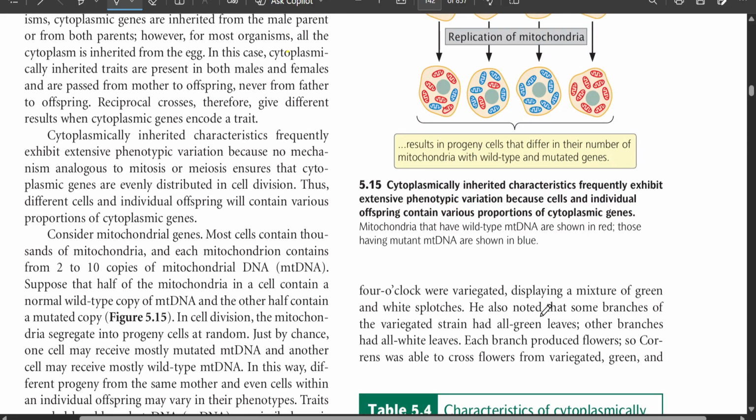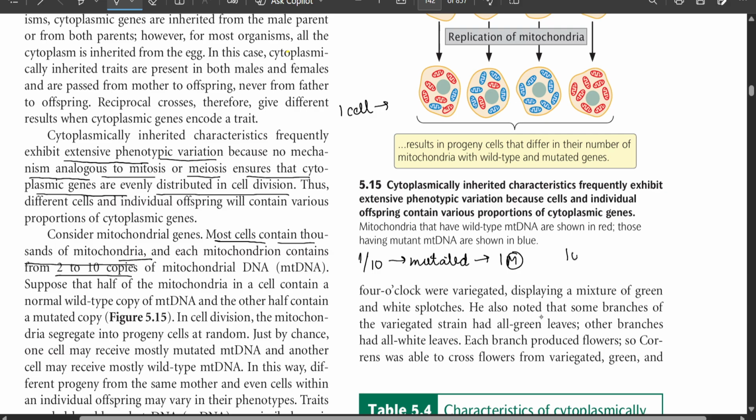So cytoplasmically inherited characteristics frequently exhibit extensive phenotypic variations because no mechanism analogous to mitosis or meiosis ensures that cytoplasmic genes are evenly distributed in cell division. Now, as I was telling you, one cell can contain, even most cells contain thousands of mitochondria, and each mitochondria consists of 2 to 10 copies of the similar DNA. So suppose there is only one copy of DNA out of 10 which is mutated. So this is there in the one mitochondria only.